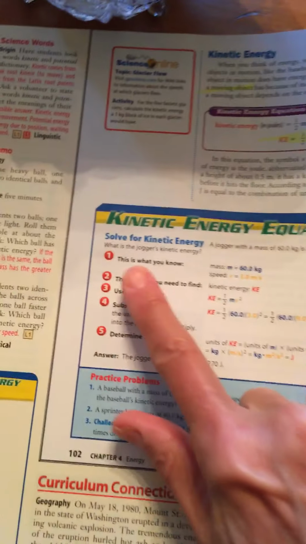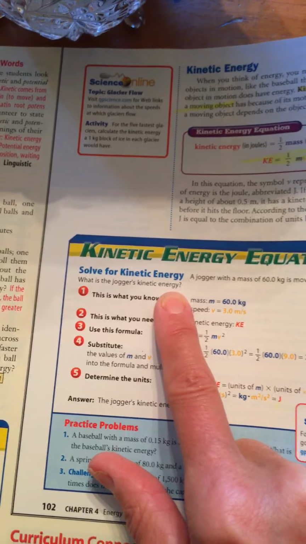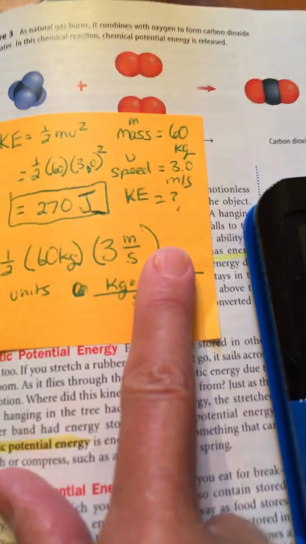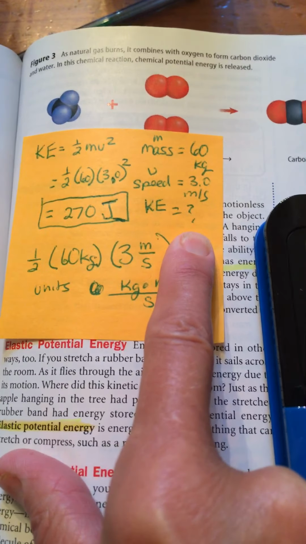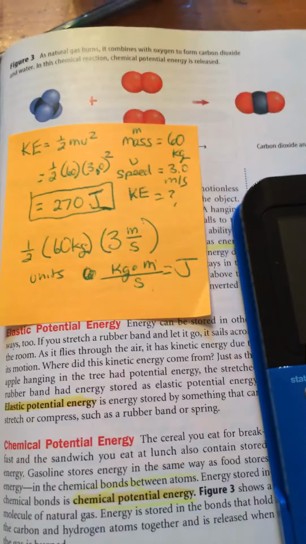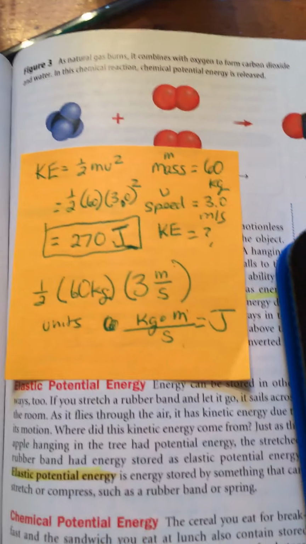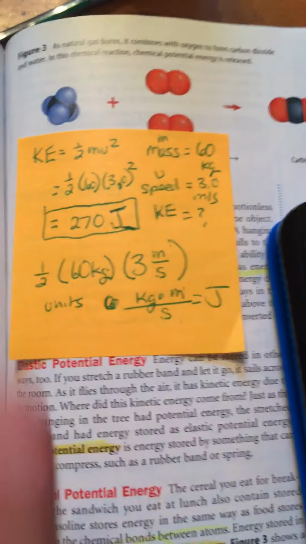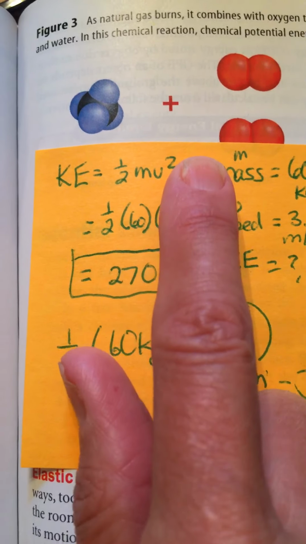Next, it says, what is the jogger's kinetic energy? So what we want to do is now we write down what we don't know. Kinetic energy equals question mark. Now what we do is we think about what we need to know: is there a formula that relates these? And there is. Kinetic energy equals 1/2 mv squared.